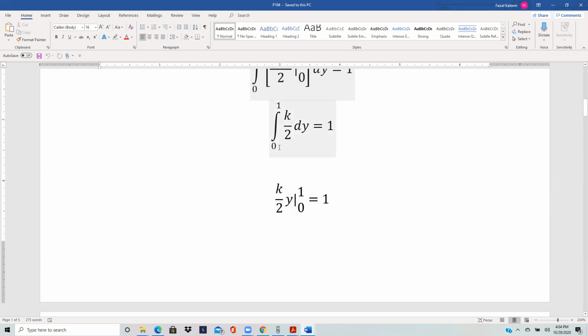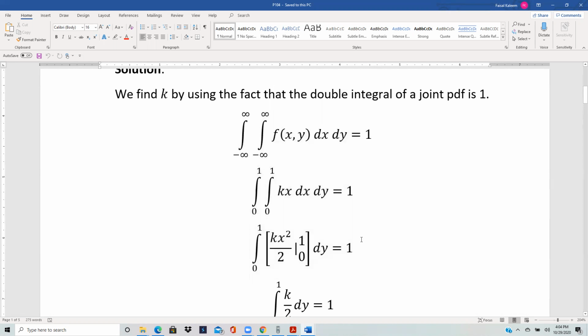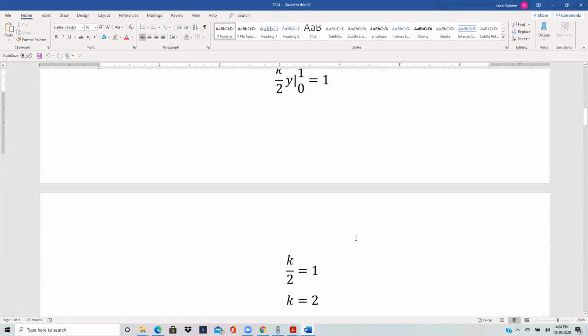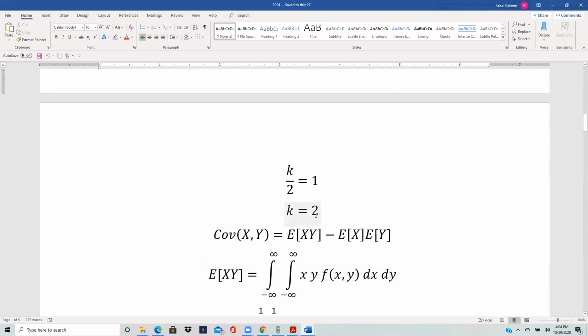The whole double integral always has to equal 1. Here, when you substitute the limits, you just get k by 2 times 1 minus 0. So k equals 2. Now, the covariance of XY is what we have to find. Covariance XY equals expectation of XY minus expectation X times expectation Y.